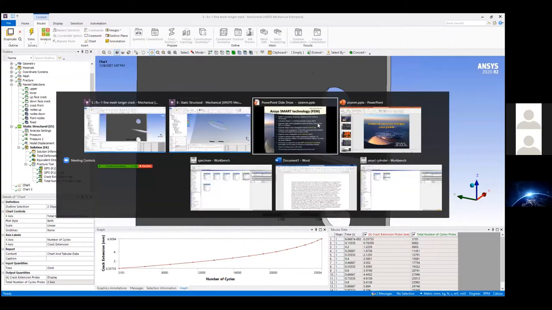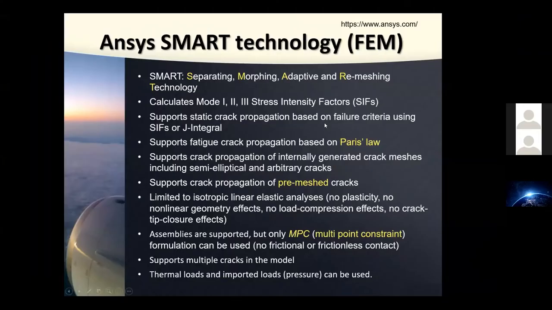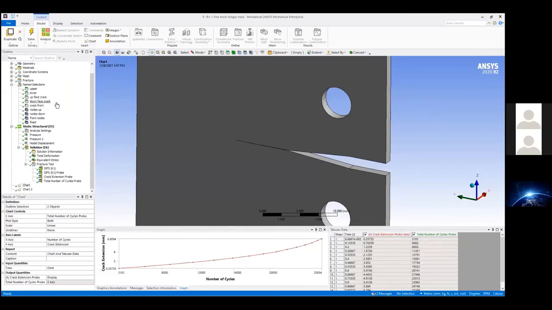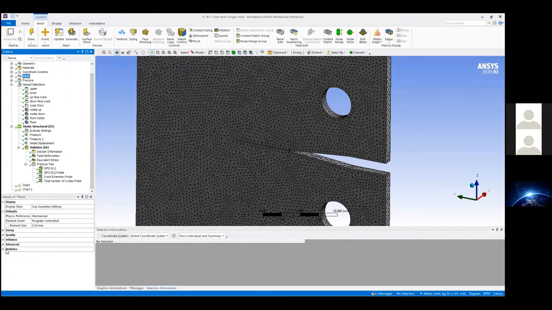So let's go back to the presentation. So this is ANSYS Smart Technology. I just wanted to show you some possibilities of this technology, which is available. Students can go to the ANSYS website. There is a free student version, which you can download, and then you will get a one-year license for free. So you'll get the full software with all capabilities. The only limitation is that the maximum number of nodes should be 32,000 nodes. You cannot use more nodes. Okay, here in this simulation, I used, of course, more nodes. Here I used 134,000 nodes.